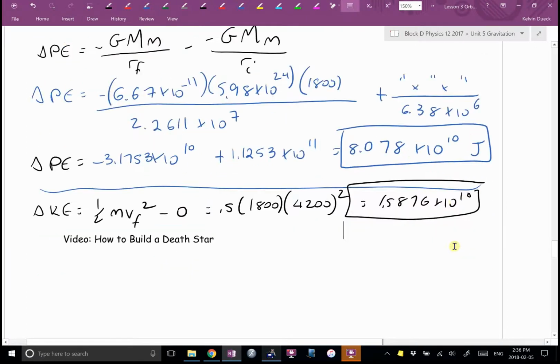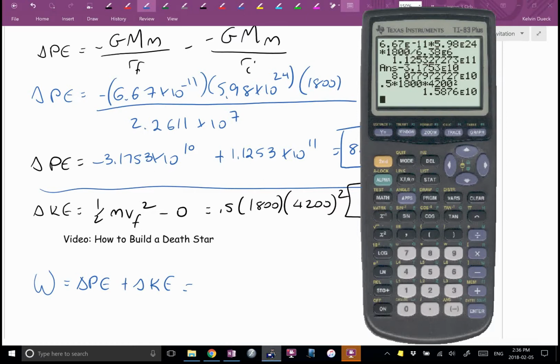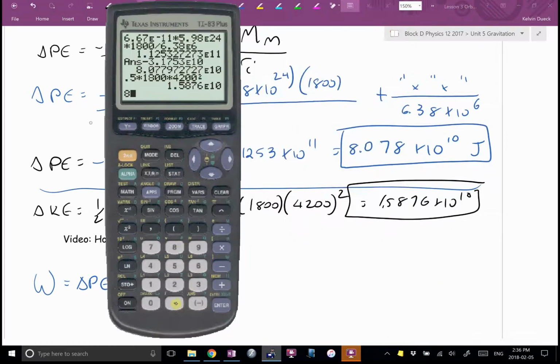Alrighty. The final amount of work is going to be the change in potential plus the change in kinetic. The two numbers that I wrote in boxes. The change in potential is 8.078 scientific notation 10 plus 1.5876 scientific notation 10, and I get 9.67 times 10 to the 10th.